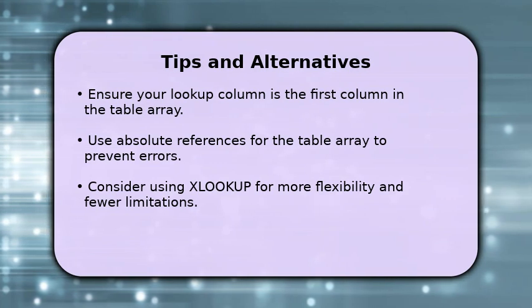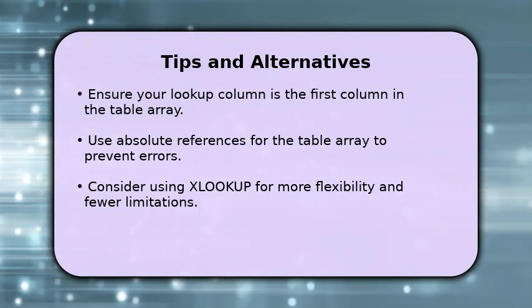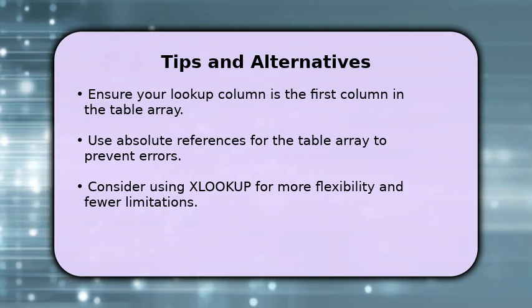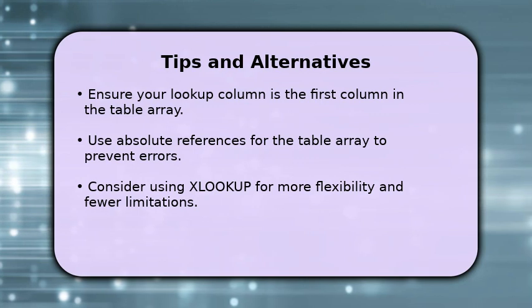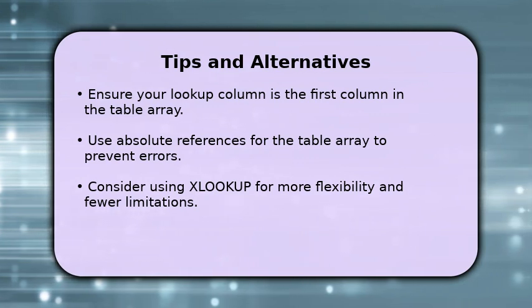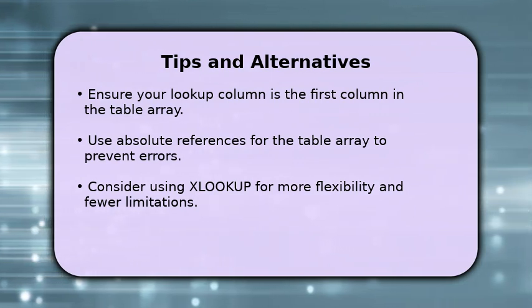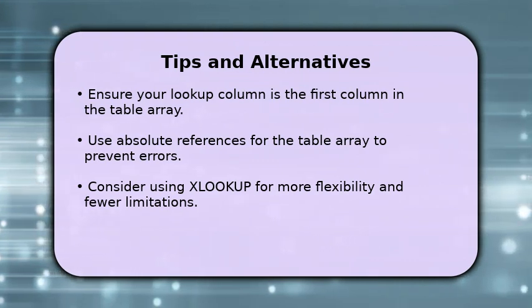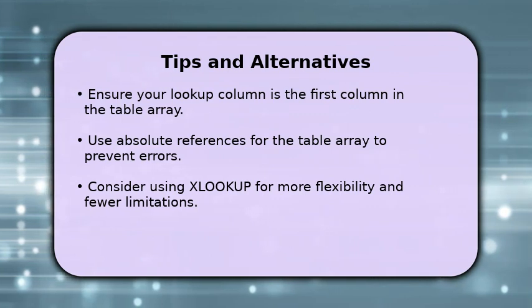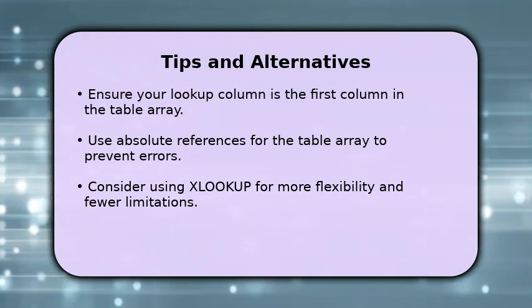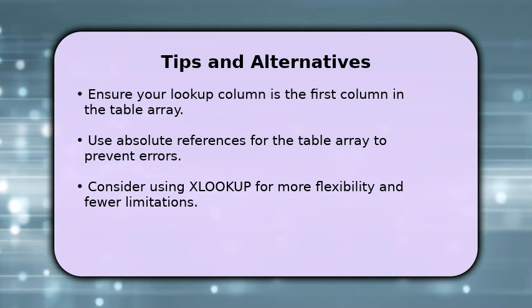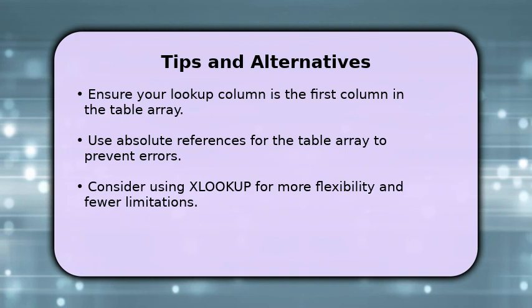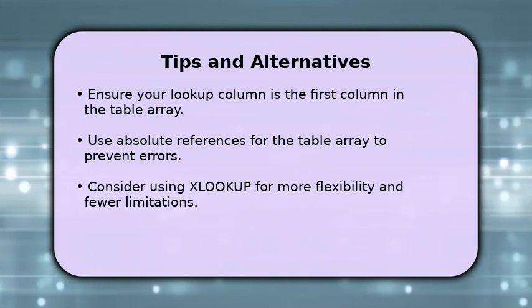Here are some crucial tips for using VLOOKUP effectively. Always ensure that the column containing your lookup value is the leftmost column within your specified table array. Also, use absolute references like $ signs for your table array to prevent it from shifting when you copy the formula. For more advanced scenarios, consider exploring XLOOKUP. It offers greater flexibility, allowing searches to the left and right, and handles approximate matches with more intuitive arguments, often making it a superior choice for modern Excel users.